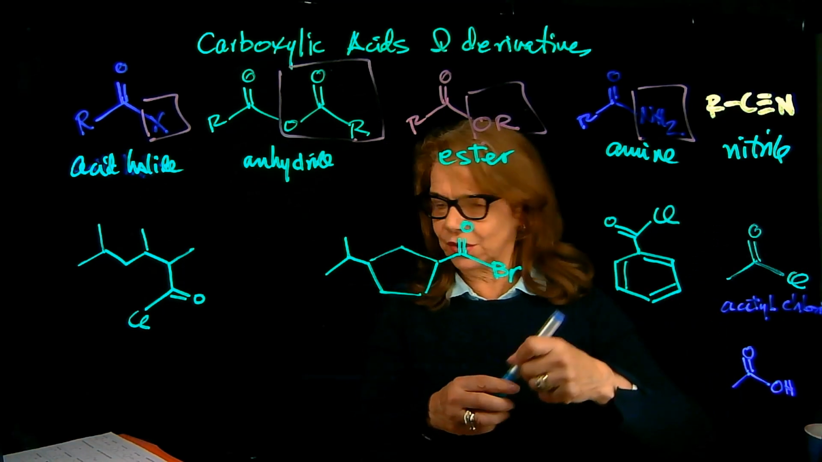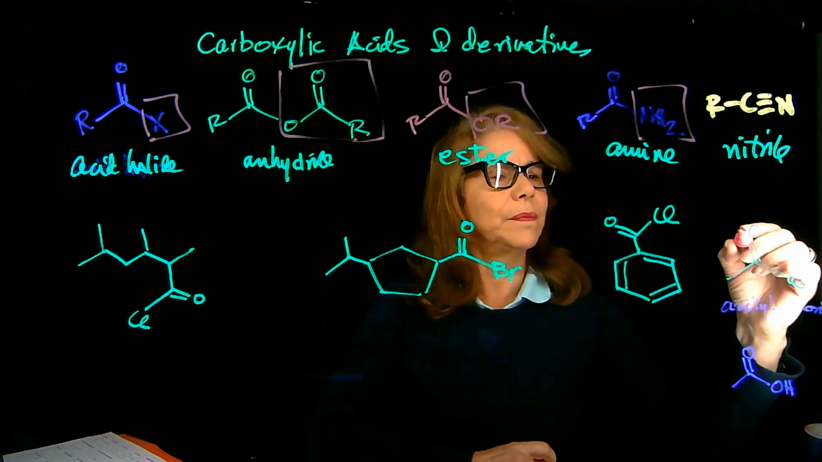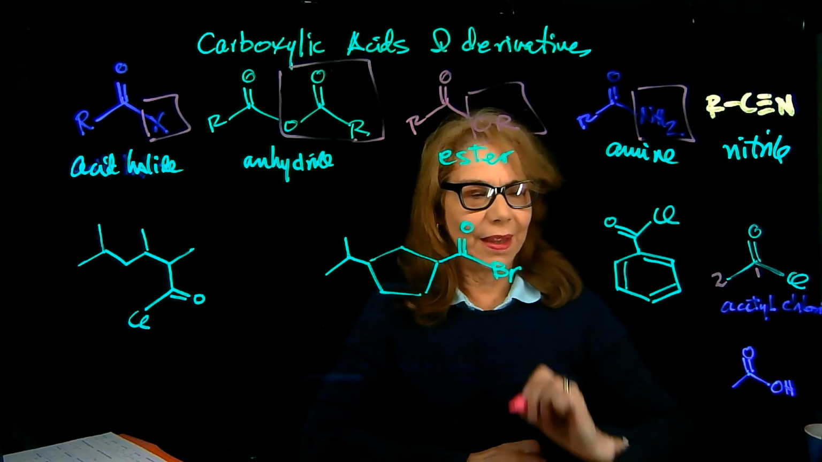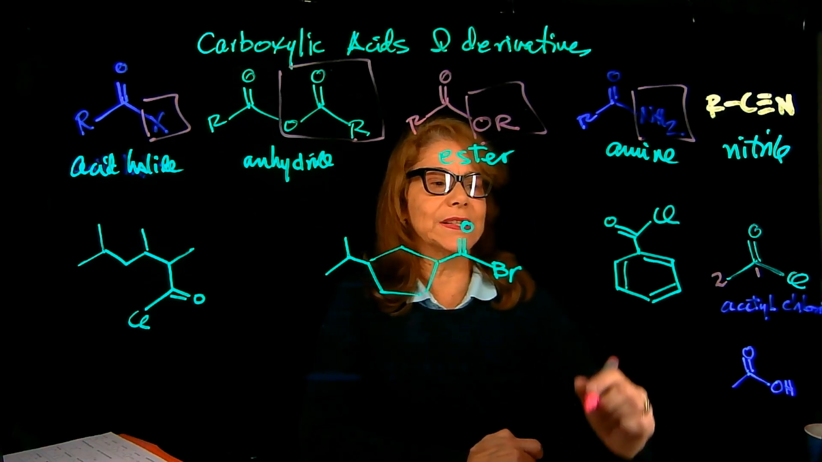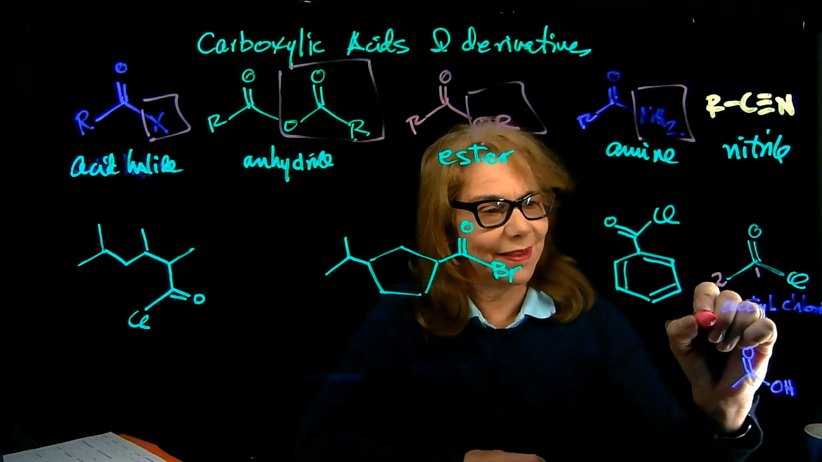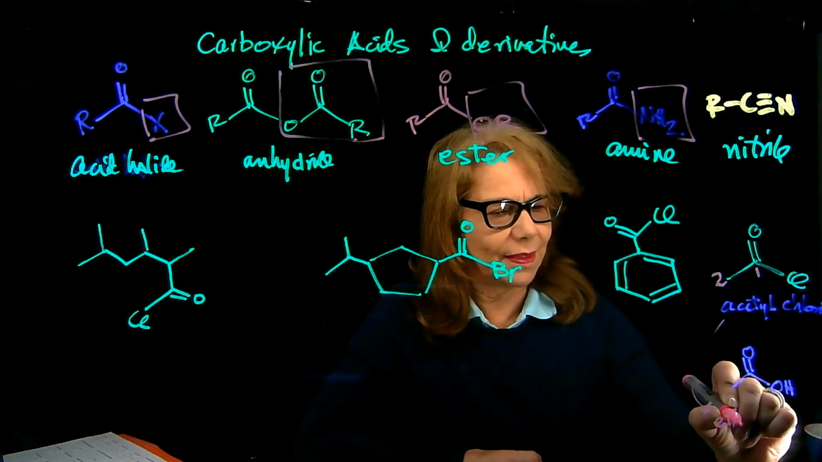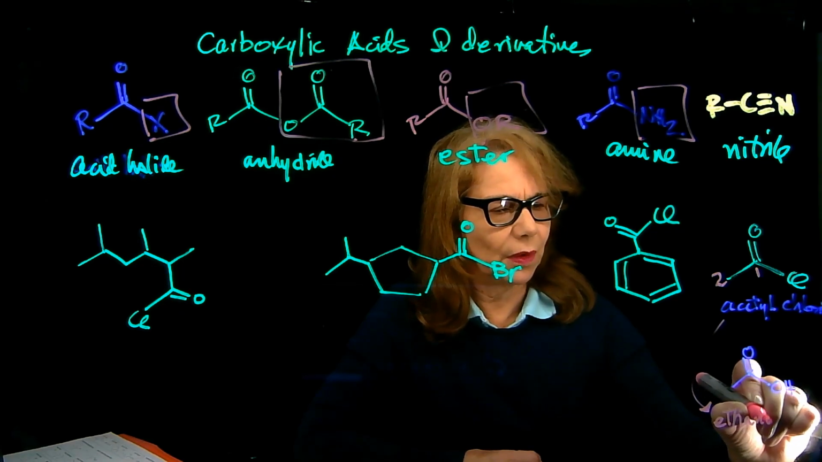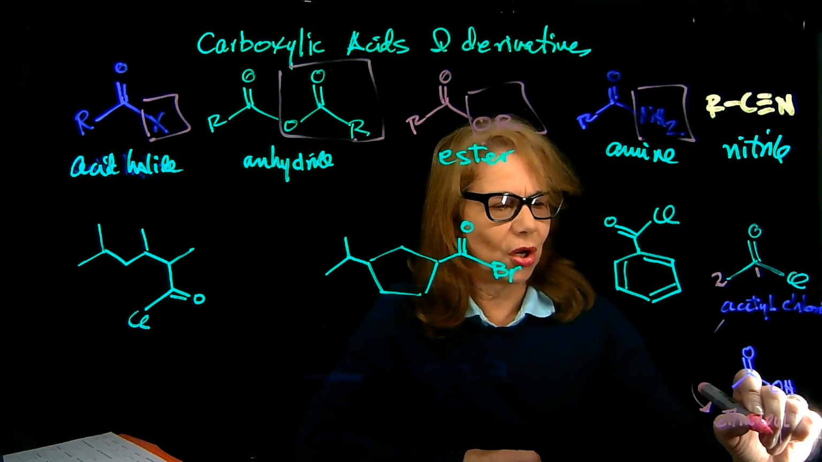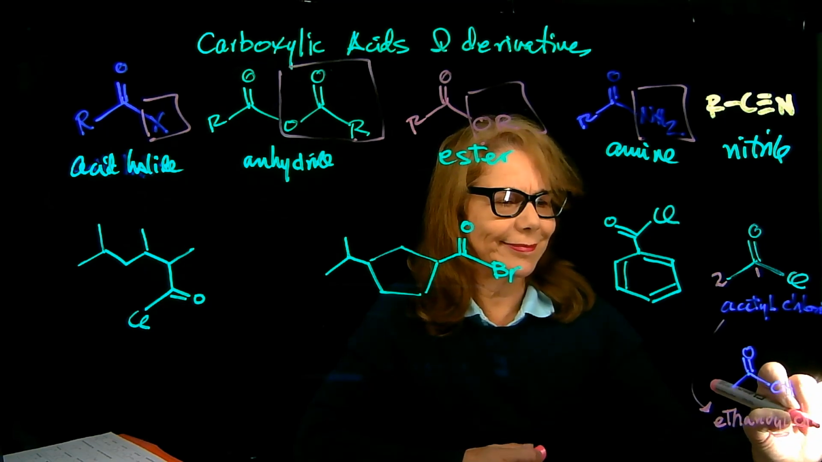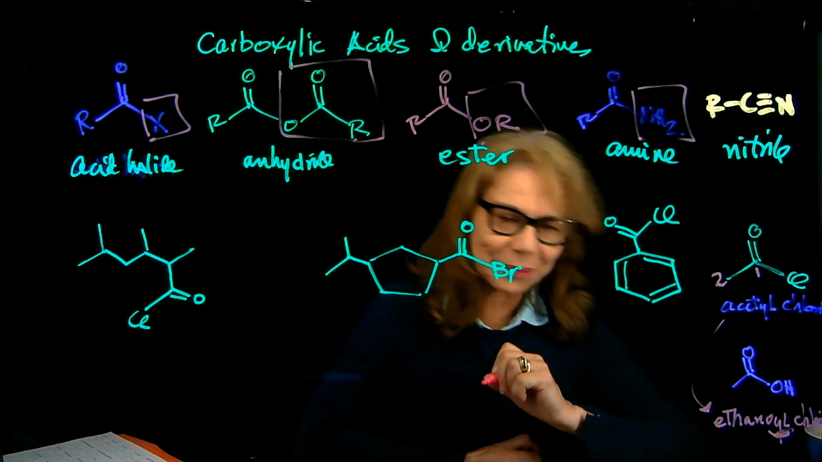But this has also a systematic name, and this is numbering the carbon. And when you do that, we need to say, use a prefix eth. So ethanoyl and chloride. I ran out of space.